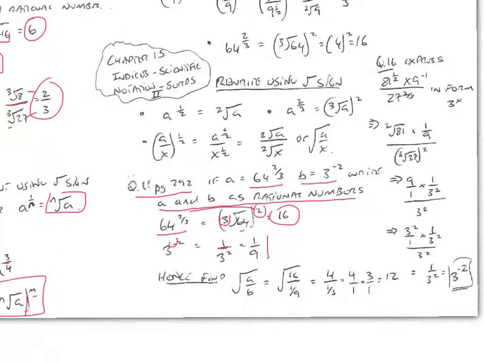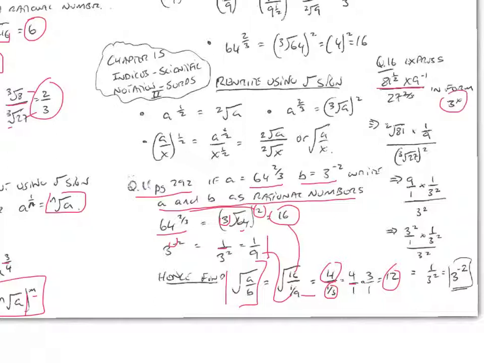Hence find the square root of a over b. Well, that's the square root of 16 over 1/9. Square root of 16 is 4. Square root of this is 1 over 3. So now 4 divided by 1 over 3 is the same as 4 times 3 over 1 is equal to 12. Question 16.